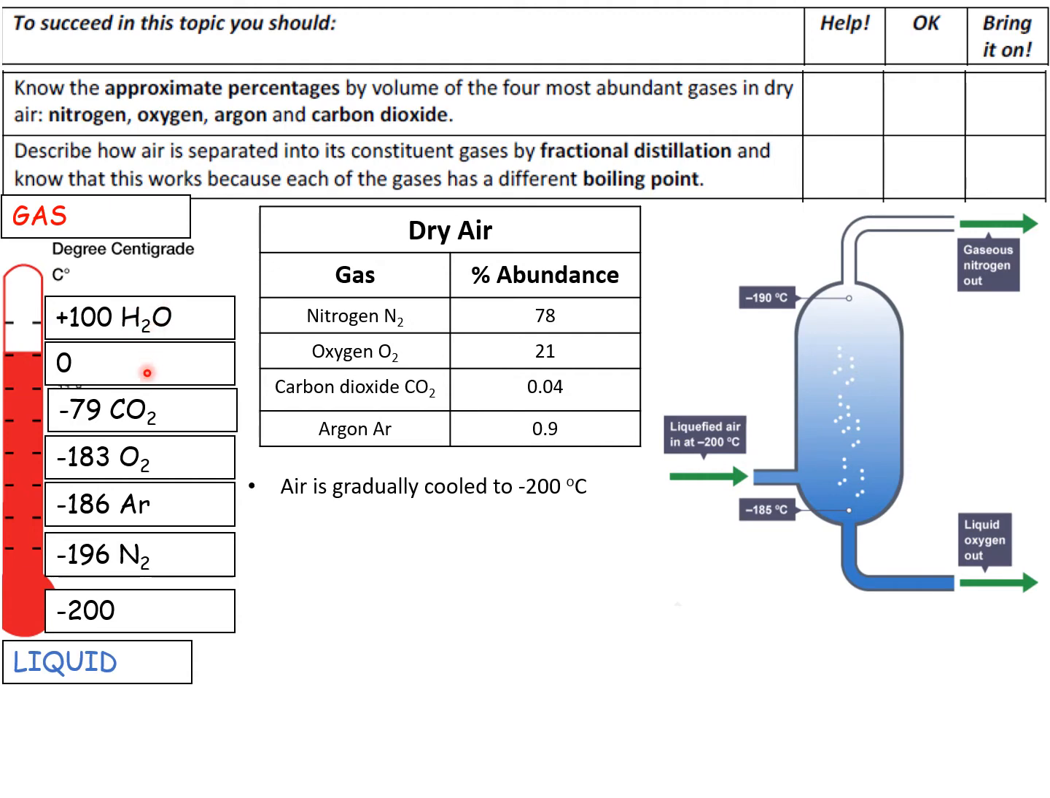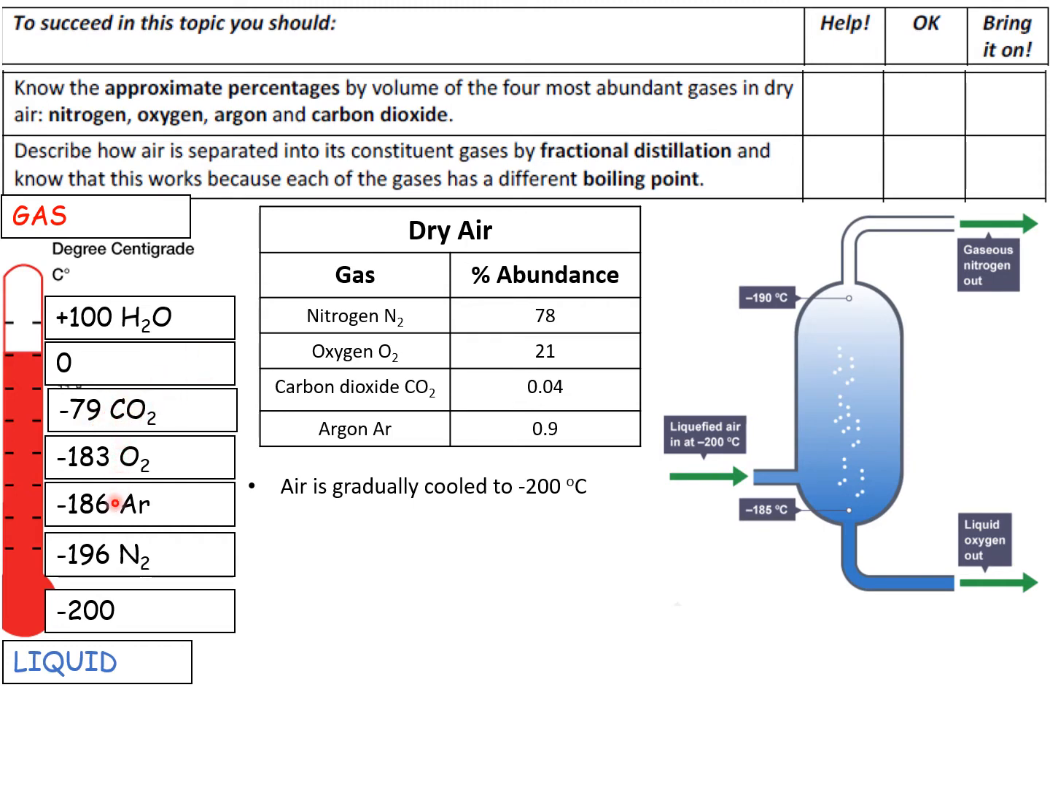We can remove it by absorbent filters. So we start off quite high. We start off at a temperature around room temperature, and then as we cool down, we can remove the water already, and then at minus 79 degrees, your carbon dioxide freezes. So we can remove that.